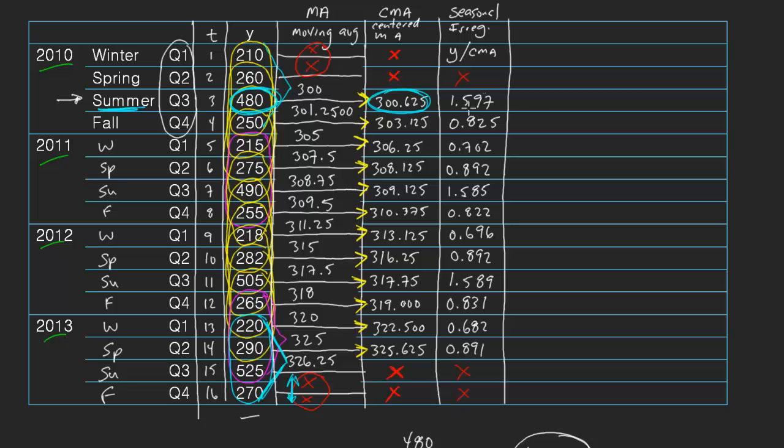Well, have a look at, let's just focus on the summers. Here's a summer here that is basically 160%. Let's go to the next summer. This is 1.585. That's, again, about 160% of what's expected. Here's 1.589. That's almost 160%. So you can see that there's that basic almost 160%. It's never the same number, but it's always kind of close to the same number.